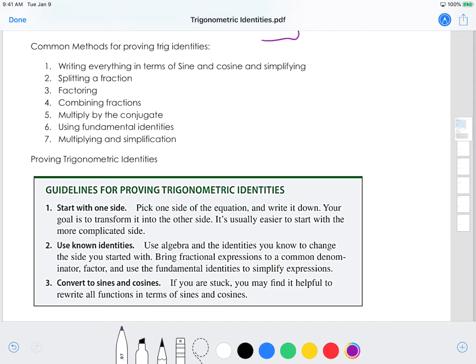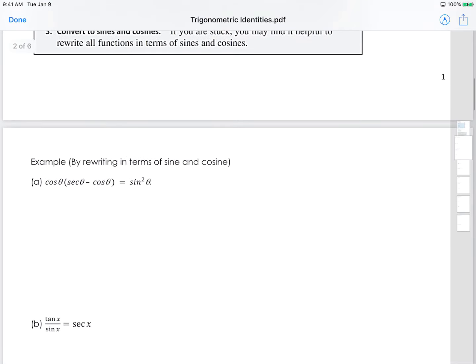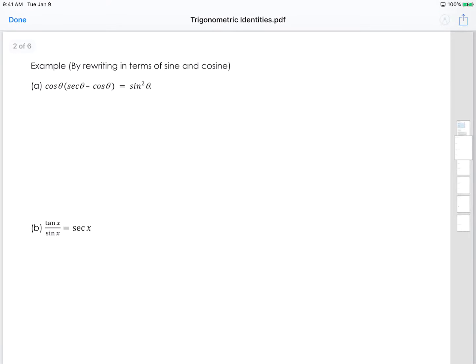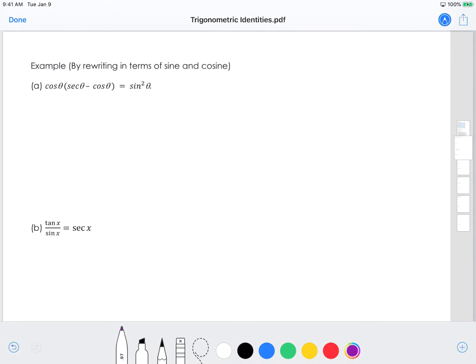Okay, so what I've done is I've listed a couple of examples for each of these techniques to illustrate how you can use these to prove a trig identity. So the first technique we're going to use, and this is my go-to technique. This is the technique I use if I'm really, really stuck and I can't figure out anything else. And this is probably the most popular technique as well. You change all your trig functions and all your expressions in terms of sine and cosine, and then you try to simplify it.